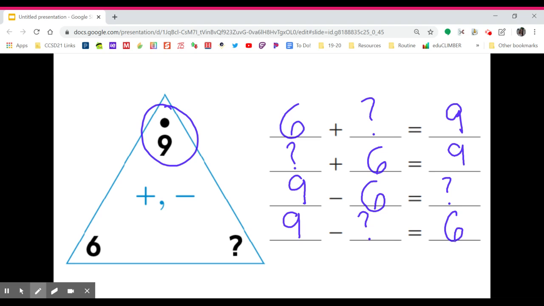Now that we're thinking about it this way, there are a variety of strategies that we can use to help us solve these problems, either counting up from 6 or counting back from 9. Once you've done that, you'll realize that you can solve the problem and figure out that the missing addend is 3.